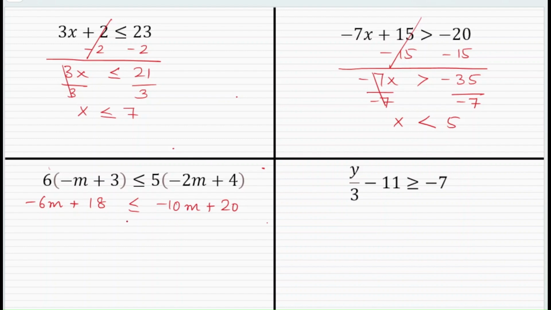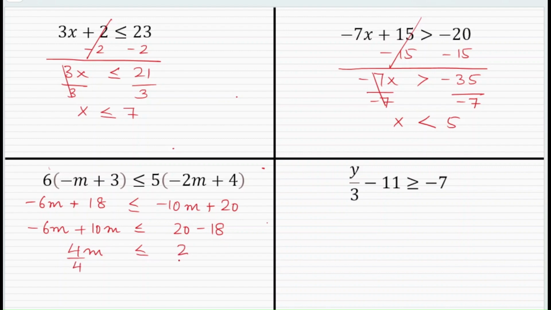Now, if you look at this inequality, it has variables on both sides of the inequality. So I would be getting minus 6m. This minus 10m when shifted to that side would become plus 10m, less than or equal to this 20 as it is, and plus 18 when shifted to that side would become minus 18. Now minus 6m added to 10m would become 4m, less than or equal to 20 minus 18, which is 2.